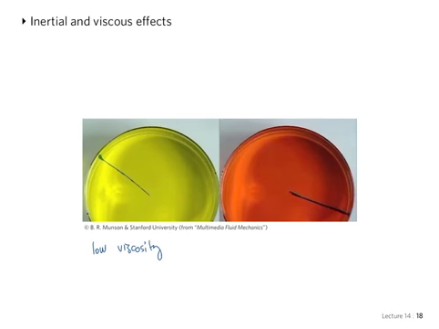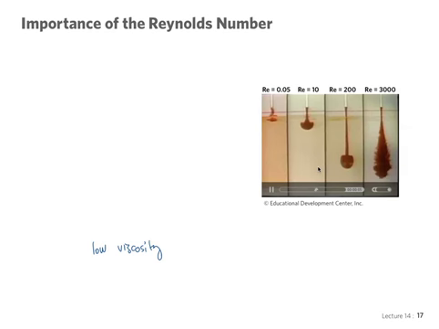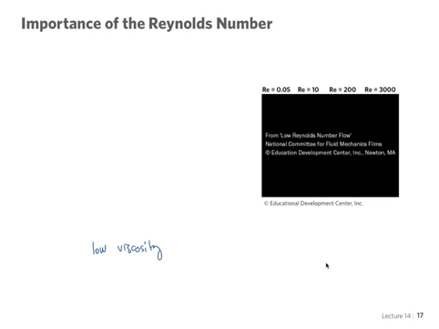Yes? So in the previous slide, you can go back to it. This one? Yeah. So it's just the dye that's going on? It's a dyed fluid of different viscosities. This one is very, very, very viscous. This one's a little less. This one is a little less. And the final one is very low viscosity.